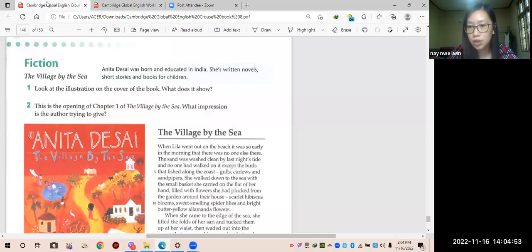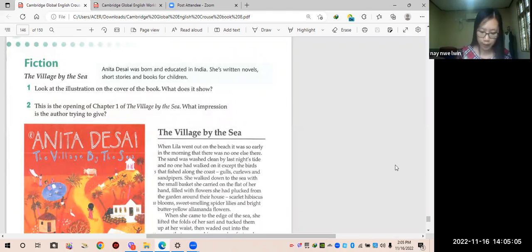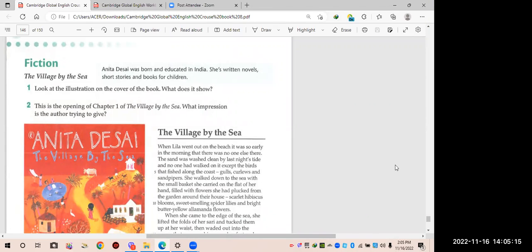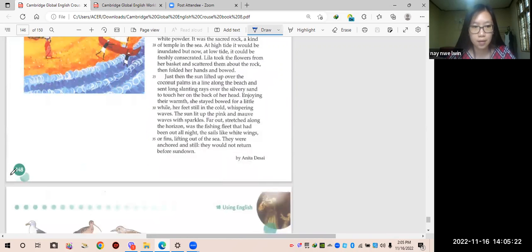Okay, so if the Wi-Fi connection and the electricity is okay, please turn your camera on, okay? So where are we? So we have discussed the fiction on page number 148, right? Today we'll do this one. So page number 148, and the name of the fiction is The Village by the Sea.